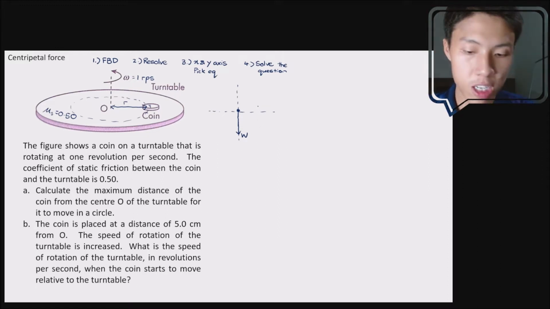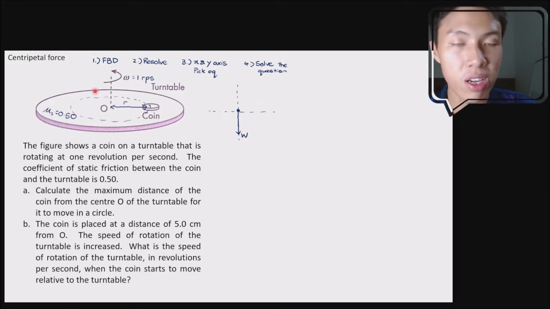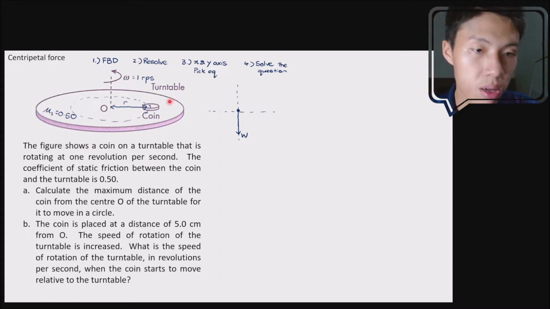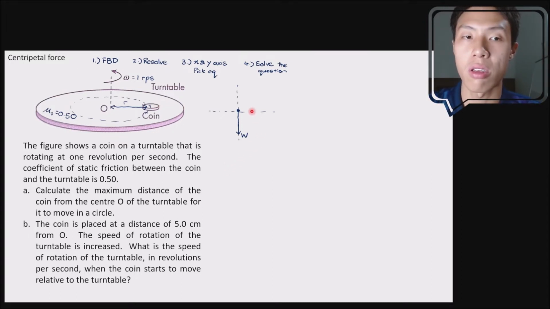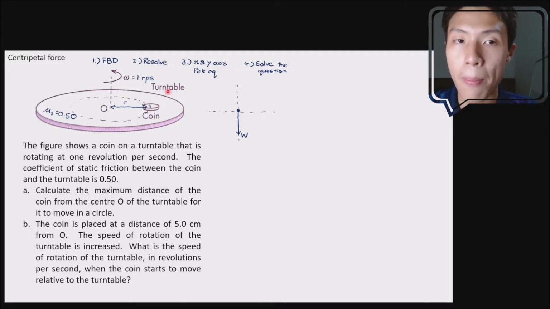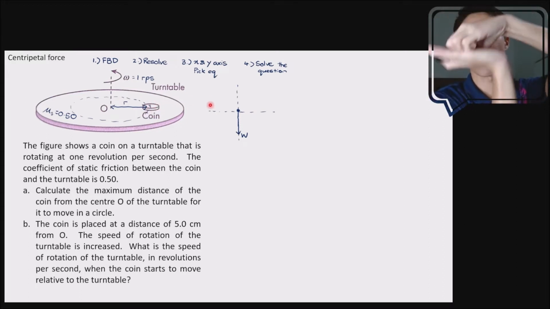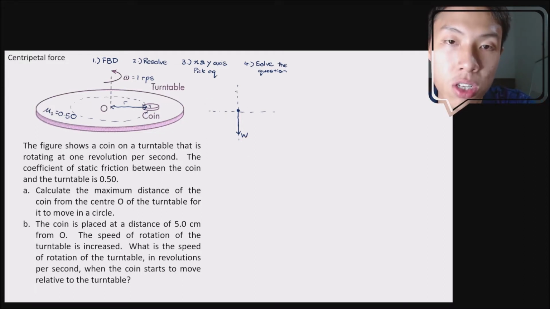Is there any force being explicitly mentioned in the question or in the figure? I don't see anyone explicitly mentioned pushing the turntable or anyone pushing the coin. There's no such thing, so there's no external force. Number 4, is there any contact surface for the coin? Yes, the coin is actually contacting the turntable over here. So there'll be a normal force exerted by the turntable on the coin. And the turntable needs to be pushing on the coin. So for the turntable to push on the coin, it has to be pushing upward.